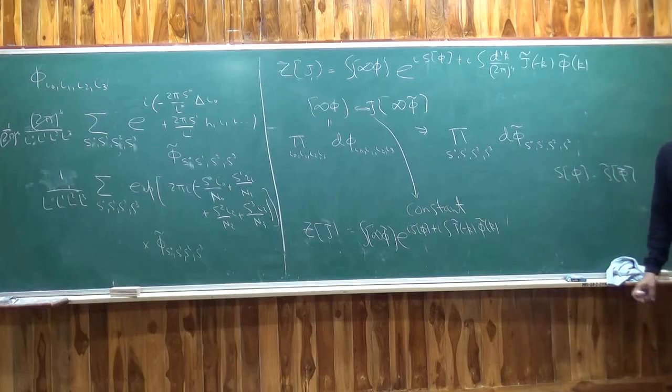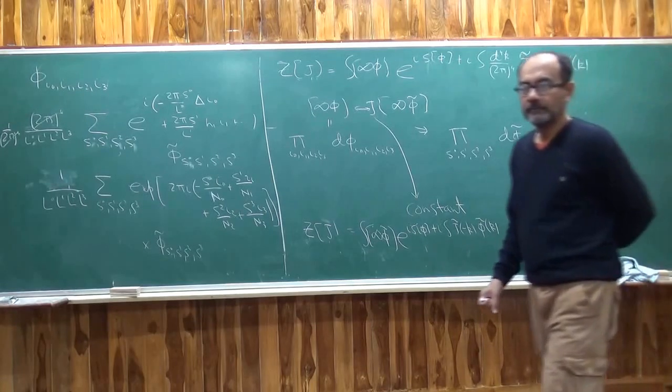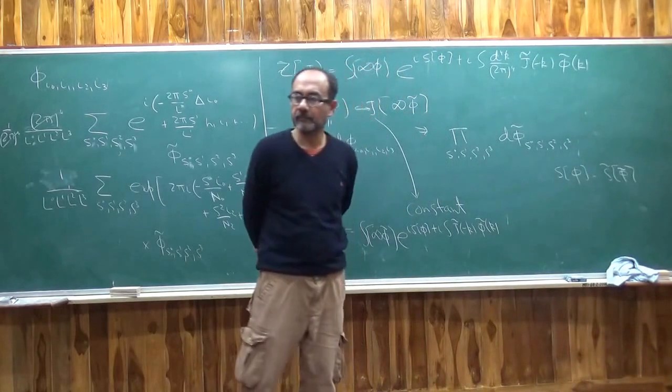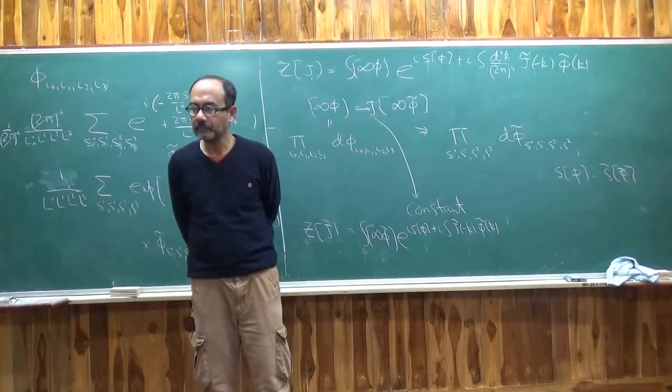Sir, is there any such kind of subtlety where those kinds of linear transformations cannot occur, and maybe the J can be a function of the field?